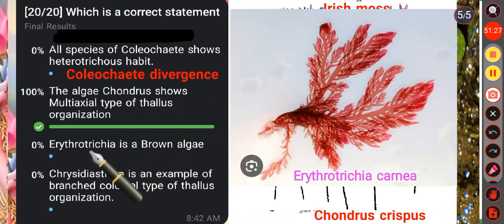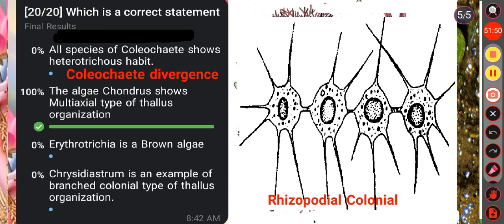Then in the option C, that is Erythrotrichia is a brown algae. No, Erythrotrichia is a red algae. Okay, so option C is incorrect. Then last one, that is Chrysidiastrum is an example of branched colonial type of thallus organization. It is also a false statement. Why? Because Chrysidiastrum is a chrysophycean algal member which shows rhizopodial colonial type of thallus organization.